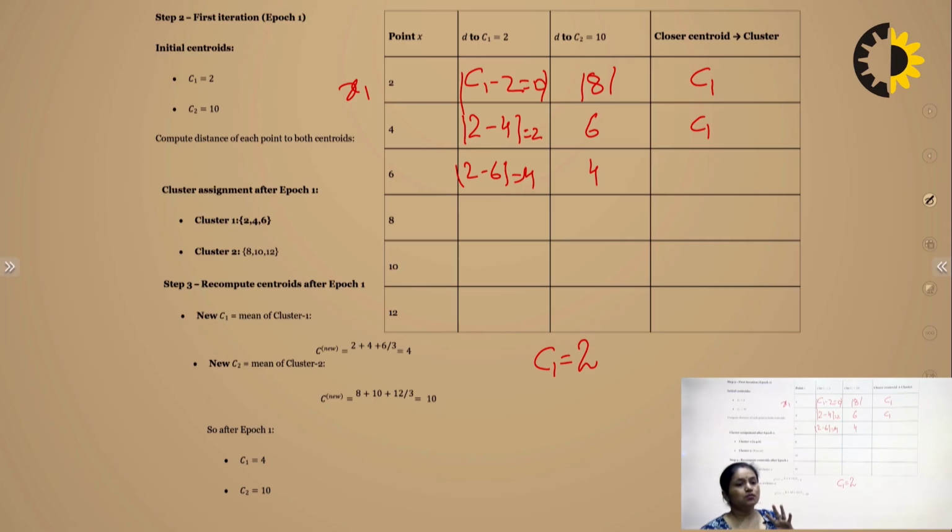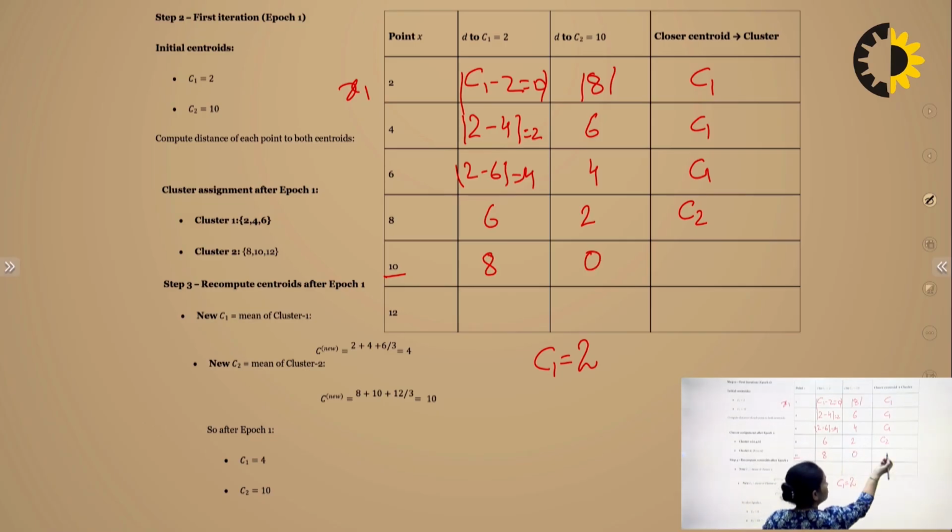So that means because it can be in both clusters, we make sure that those elements which are not making any changes stay where they were. So it will be in C1. We will take C1 again, it will be 6 and 2. Here we can see C2, so C2 will be selected. Same with 10, it will be 8 and it will be 0, so C2 will be selected. And here also 10 and here 2, so it will be C2.